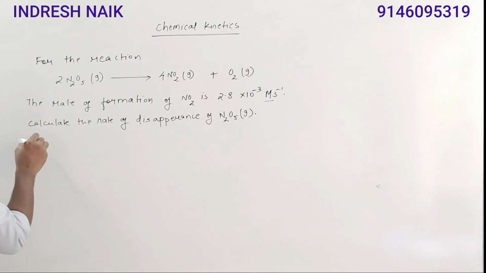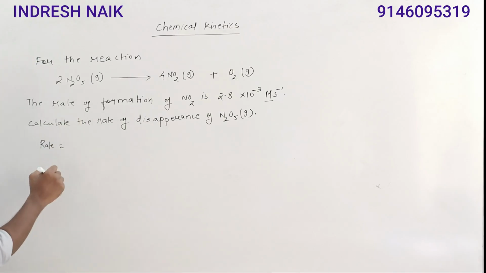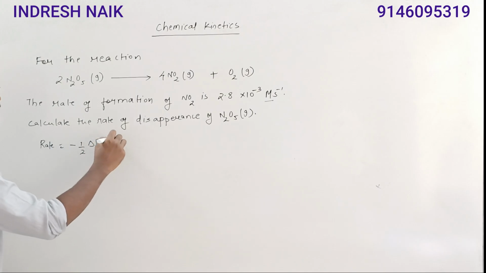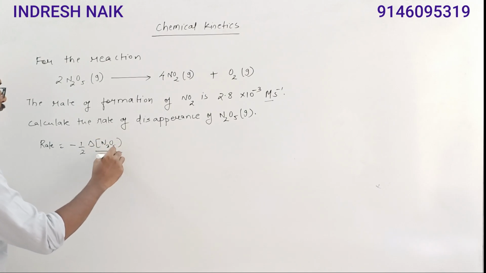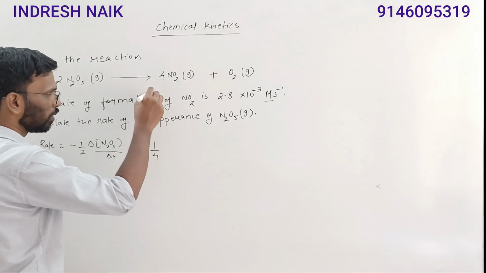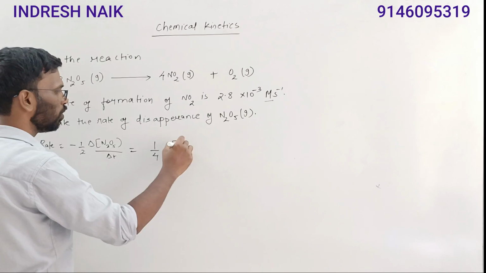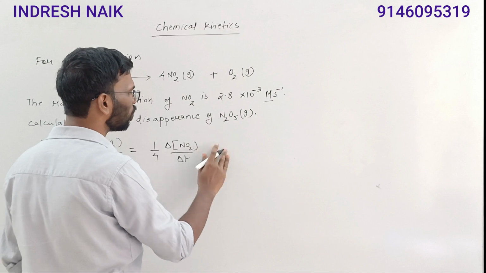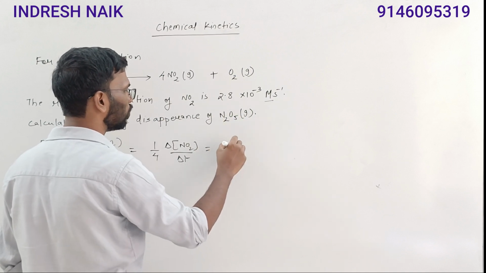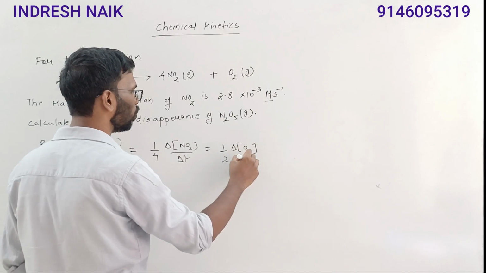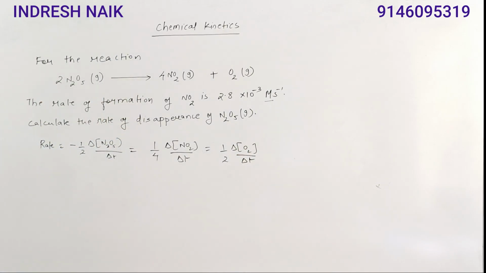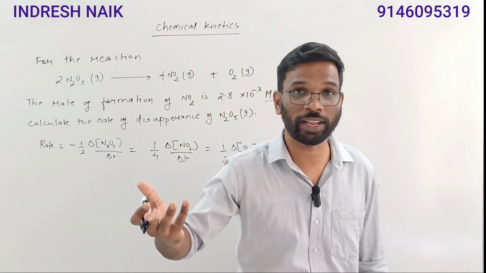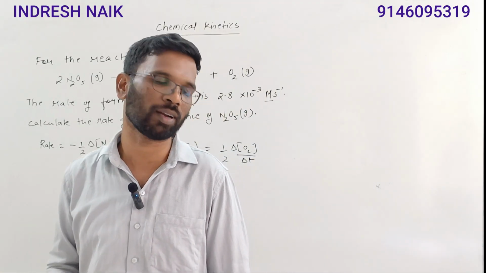So how do we write a rate for this? Rate could also be written as minus 1 by 2 delta N2O5 by delta T, which is equal to 1 by 4, since this is a product, I am not putting a minus sign, change in concentration of NO2 by delta T, which is also equal to, rate can also be written this way, 1 by 2 change in concentration of O2 by delta T. Right? Rate could be expressed in decrease in concentration of any one of the reactants or increase in concentration of any one of the products. It could be expressed this way.